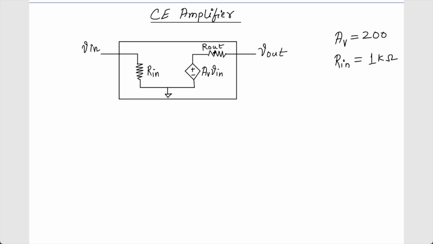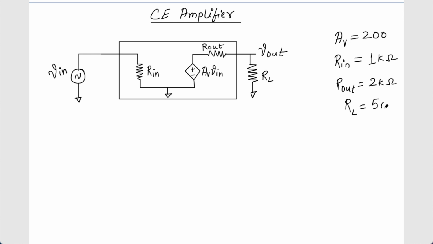And the R out, we know that it is equal to RC, so let's consider it to be some value like maybe 2 kilo ohms, to get a good amount of gain of 200. Now we are driving, we are having an input signal here, V in, and we are driving this output speaker, which is basically an RL. RL is equal to again 50 ohms.